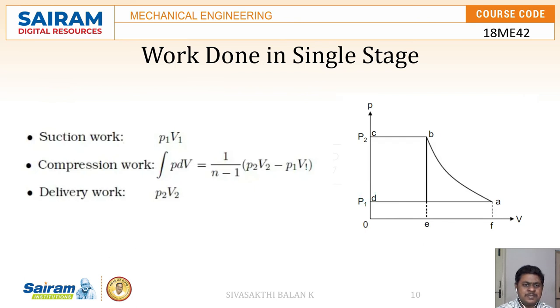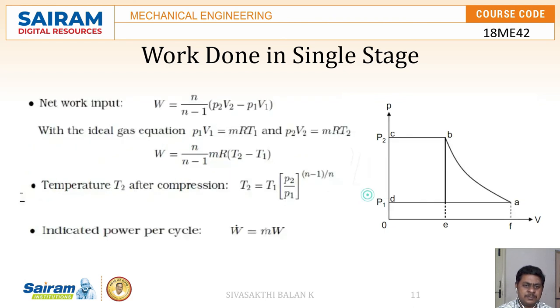To summarize this, we can write all these things. The suction work is equal to P1 V1, delivery work is equal to P2 V2, and the compression work, the PdV work, is equal to 1 divided by (n minus 1) into (P2 V2 minus P1 V1), or (P2 V2 minus P1 V1) divided by (n minus 1). Net work output, which we have calculated earlier, is n divided by (n minus 1) multiplied by (P2 V2 minus P1 V1).